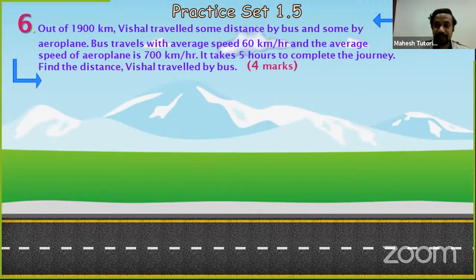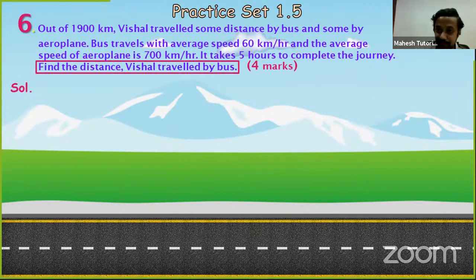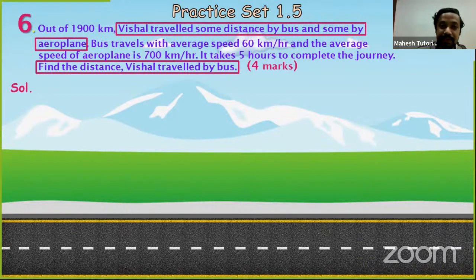Now, students, I want every one of you to look at the last statement in this question. Find the distance Vishal traveled by bus. The question here involves an individual जिसका नाम है विशाल. Vishal is going from one place to another. Okay. But the only thing is, students, if you'll read the question very carefully, the statement says that Vishal traveled some distance by bus and some by aeroplane.